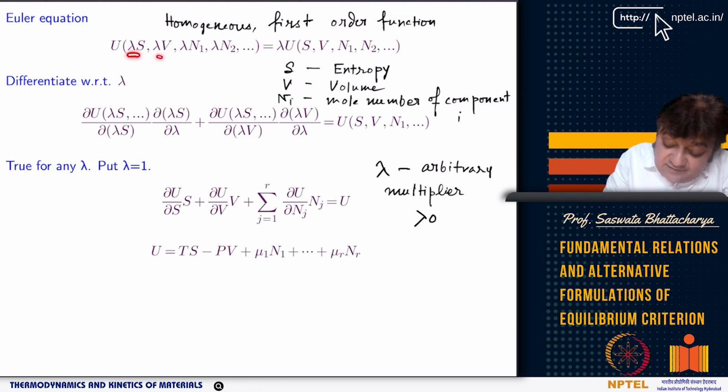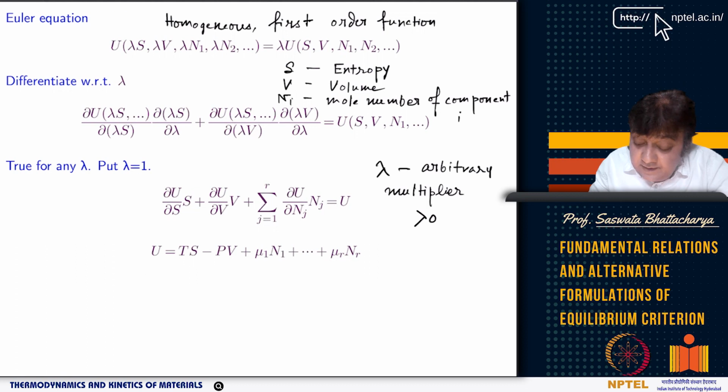Okay, so now if you have U of lambda S, lambda V, lambda N1, lambda N2, that means each of these extensive parameters on which U depends are multiplied with this multiplier lambda. This becomes equal to lambda to the power 1, which is nothing but lambda, times U of S, V, N1, N2, and so on.